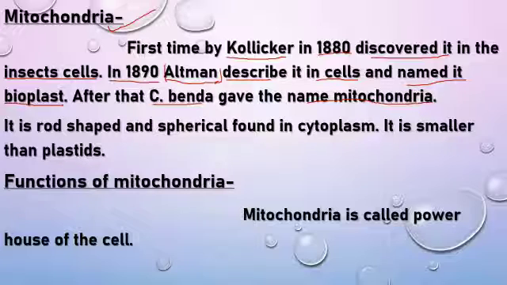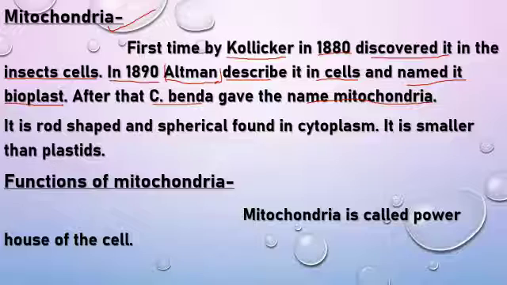And if anybody asks you who discovered the mitochondria for the first time, your answer will be Kolliker, who in 1880 discovered the mitochondria in insect cells, and after that in 1890 Altmann described it in the cells and named it bioplast.